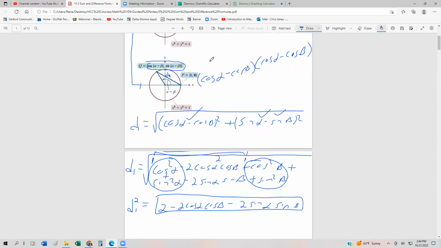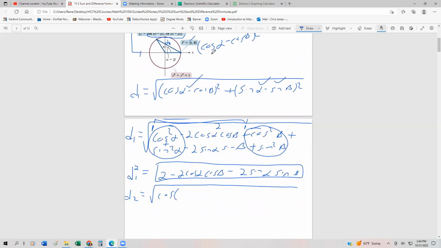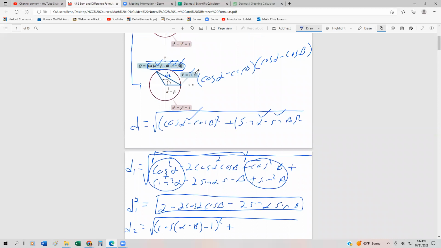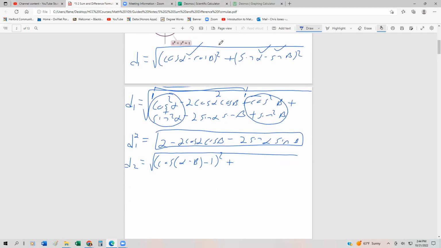Okay, so I'm going to hold on to that. And now what I'm going to do, and this is a lot easier, is find distance 2 squared. For distance 2, that's going to be equal to the square root of this. Let's just use this as the first point. It doesn't really matter which one. So we're going to have cos of alpha minus beta, minus 1 quantity squared, plus sine of alpha minus beta minus 0 quantity squared.